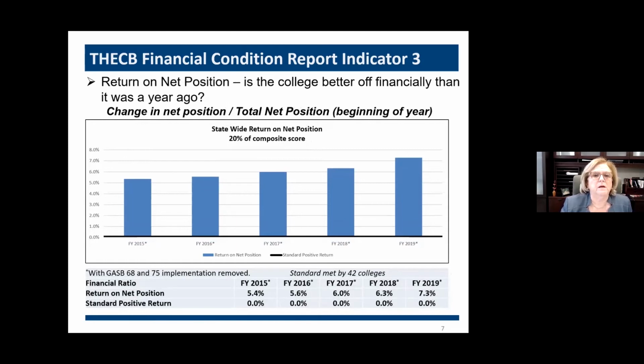You can see that this return on net position is 20% of the composite score for the year. And like the others, there's a standard positive return that's set at 0, meaning the expectation is that the college will at least break even annually. But looking at the actual operating results, you can see that the return on net position has grown on average from 5.4% in 2015 to 7.3% in 2019 for the 50 colleges. And in the last year reported, the standard was met by 42 of the 50 colleges.